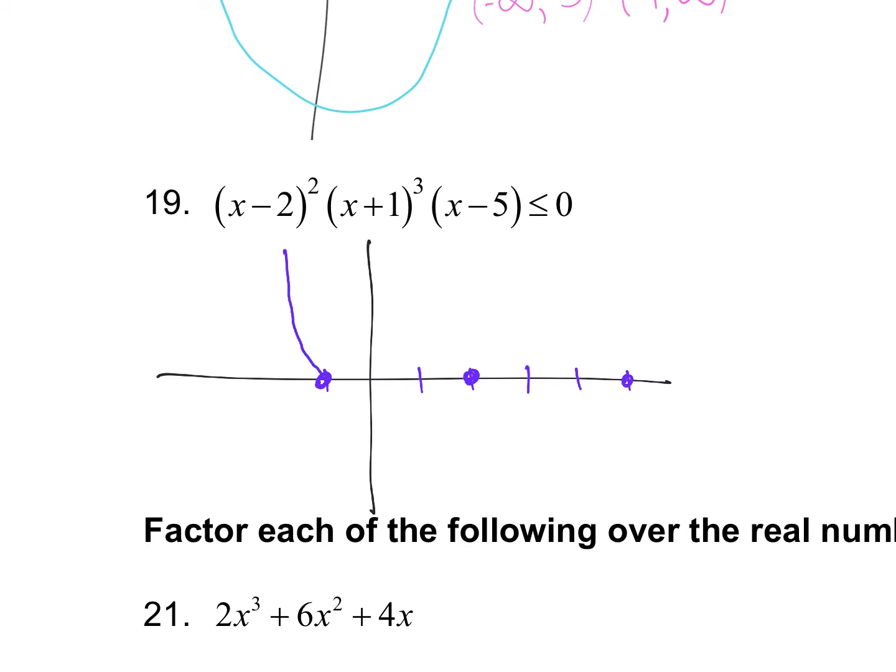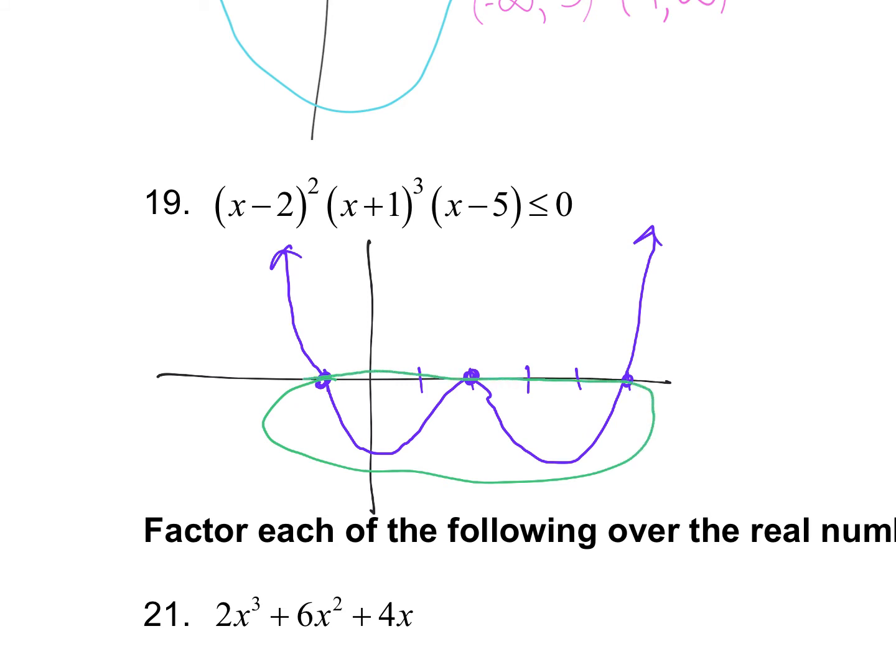At -1, it's a cubed, so it crosses through. At 2, it's a bounce. At 5, it crosses through, based off of my polynomials. Therefore, I would like to say which section of this graph is less than or equal to 0. Well, which piece is that? -1 to 5 the whole way with brackets, because it is equal to, not greater. Oh my gosh. I mean. Okay.